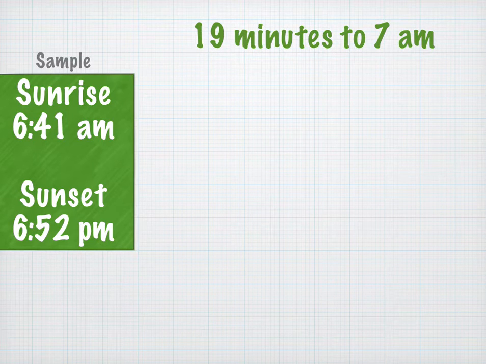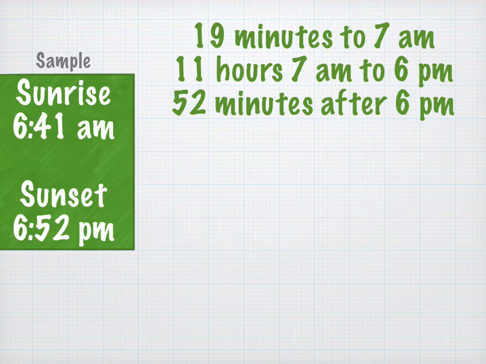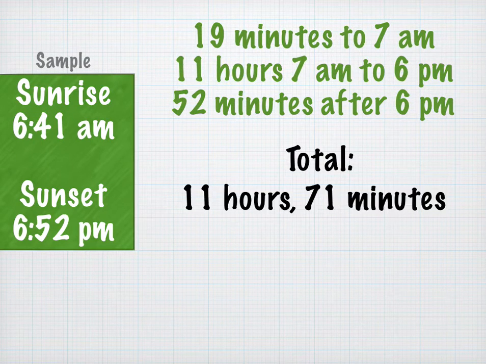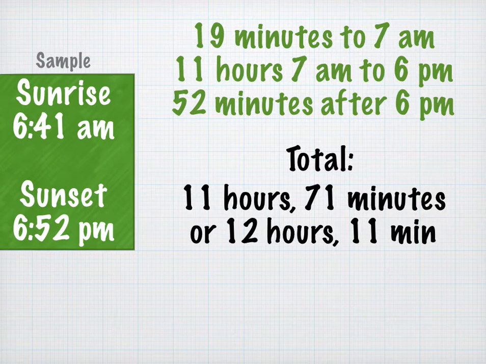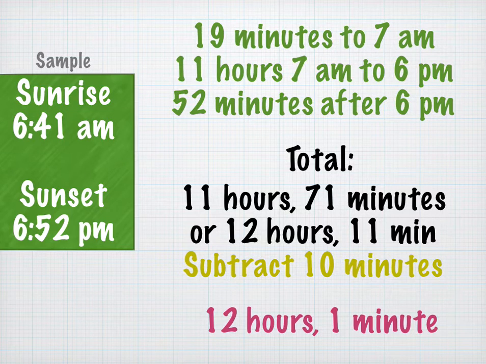So the first time, sunrise, is 19 minutes before 7 a.m. Then we can take a block of hours from 7 a.m. to 6 p.m. That turns out to be 11 hours. And then lastly, we have the 52 minutes that's after 6 p.m. So again, we have minutes that are a fraction of an hour, a block of hours, and then minutes that are a fraction of an hour. And then we're going to total them up. This gives us 11 hours and 71 minutes, which we don't really call it that. We rename one of those 60-minute blocks to be an hour. So we have 12 hours, 11 minutes. Now remember, because of the unfairness of how the sunrise and sunset is calculated, we're going to subtract 10 minutes. So that gives us 12 hours and 1 minute, or it's pretty close to 12 hours.